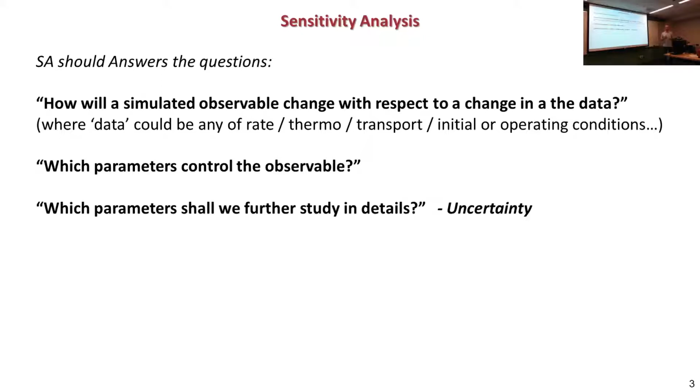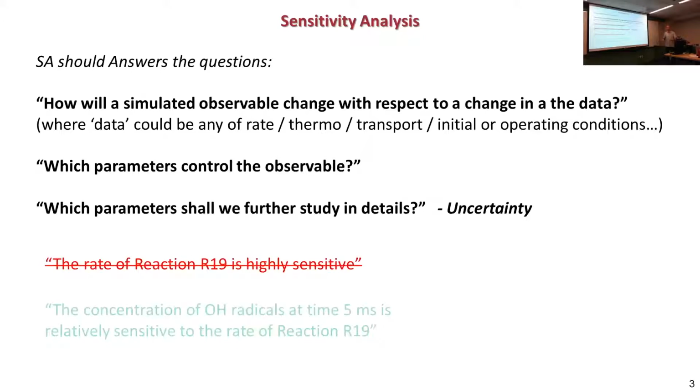Before we continue, just a general misconception of how we speak about sensitivity analysis. In many papers, you'll see sentences like: the rate of reaction, whatever, R19, is highly sensitive. People do speak like that, and you'll find me speaking like that. It's tempting, it's easy. But it's a trap, because our reaction isn't sensitive. The observable might be sensitive to a change in the rate. So let's try to just be aware of that, especially in formal writing. I guess when we speak, it's okay, but also try to speak correctly.